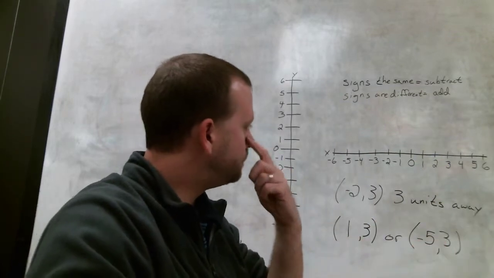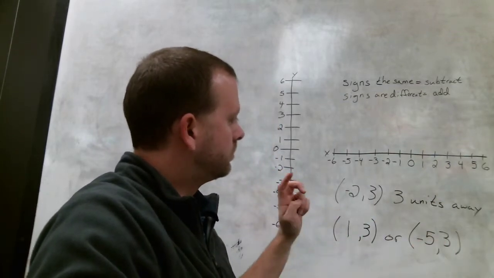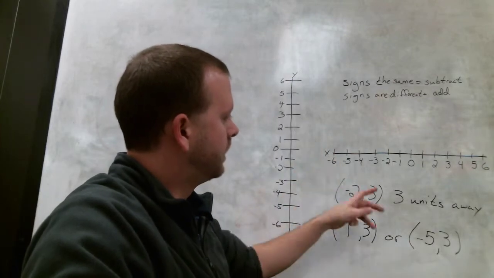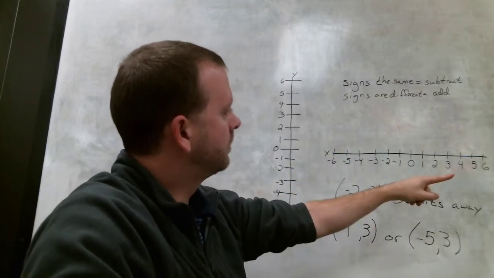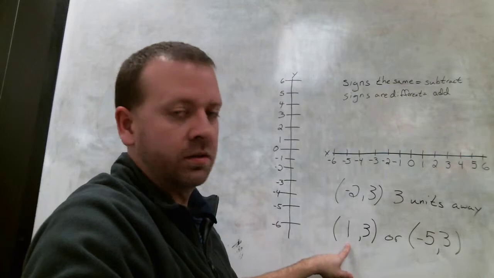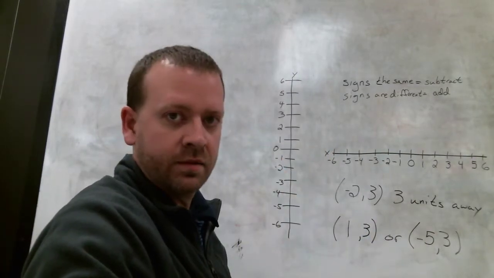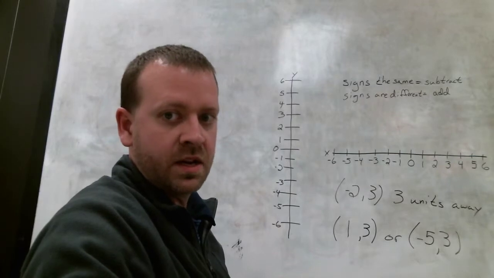Okay? All right. Now, let's look at this right here. Okay? 3 units away, that way, gave me positive 1. Okay? 3 units this way gave me negative 5. Okay? Make sense? All right.